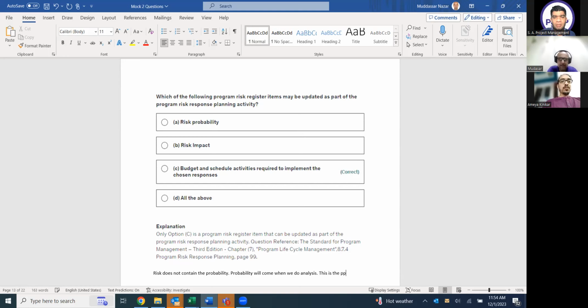I understand. This is the planning phase. And if we want to change the probability of a risk, it will come in the analysis phase. Yes. So here he is talking about which of the following program risk register items. In the risk register, items can only be some activity there. Understood, concept samajh aa gaya.